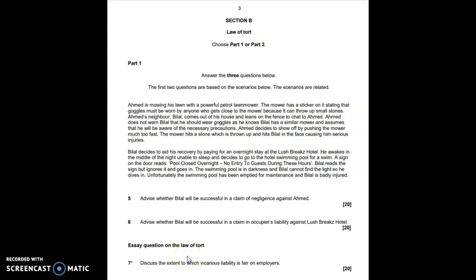The final question on this part is an essay question, and you'll notice that the essay question on this section of the exam isn't related to the scenarios, it's just an evaluative question, and here you're being asked to discuss the extent to which vicarious liability is fair on employers. And I won't go through a suggested answer here because I have got a separate video that goes through a model answer to that on my channel. Just have a look in the vicarious liability playlist.